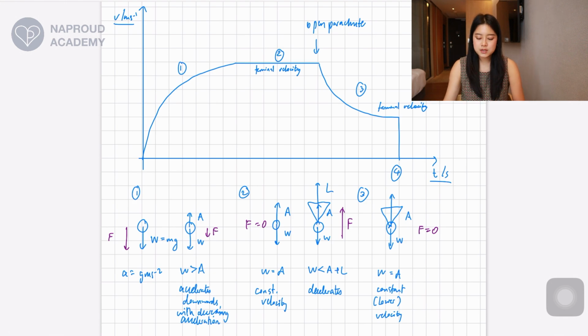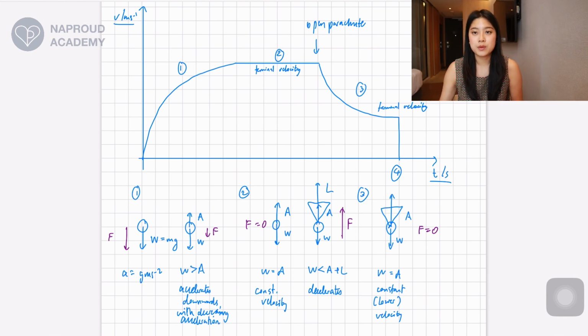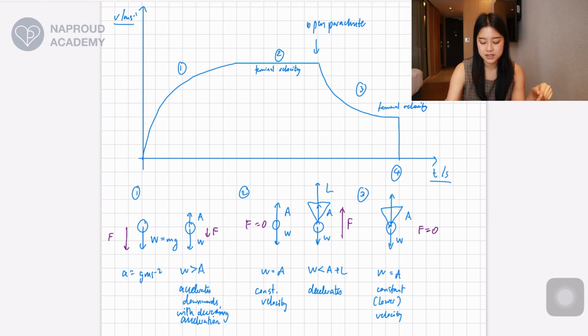Eventually, though, we reach this point, which is called terminal velocity, which is where the weight downwards is equal to the air resistance upwards. So in this one here, if W is equal to A, there is no resultant force, and so it is no longer accelerating. It is moving at constant velocity, which is where it's reached terminal velocity here. So that's when it's gone flat.